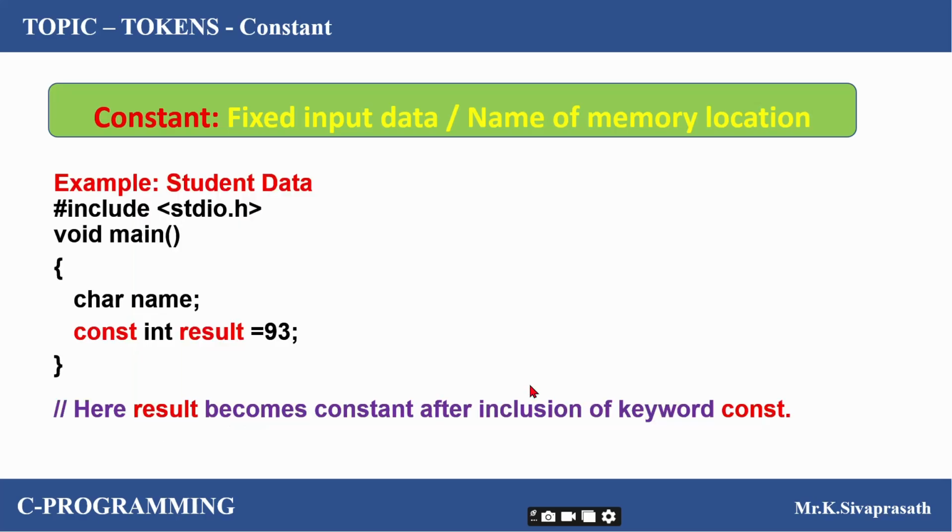So here, within the program of students' data, we have character name, and here const int result = 93. So here 93 becomes a constant under the name of result with the inclusion of the const keyword. So here the result becomes a constant after the inclusion of the keyword const. So here one of the 32 keywords, const, comes into the picture.